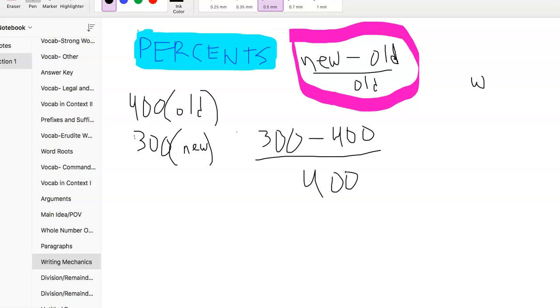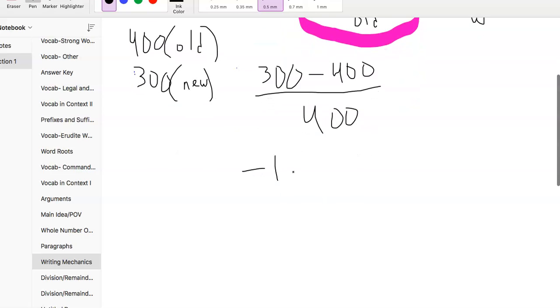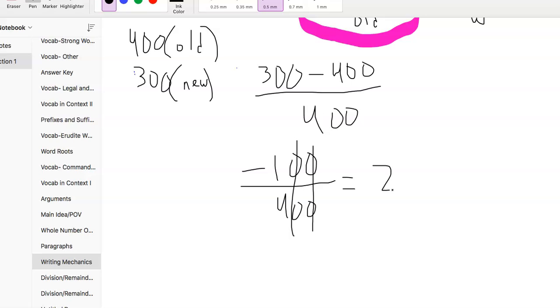Okay. So from there, 300 minus 400 is minus 100. 400 stays the same. Cross some of these zeros out, and then I just got negative 1/4, right? So negative 1/4 as a percentage is negative 25%. There we go. That's our answer.